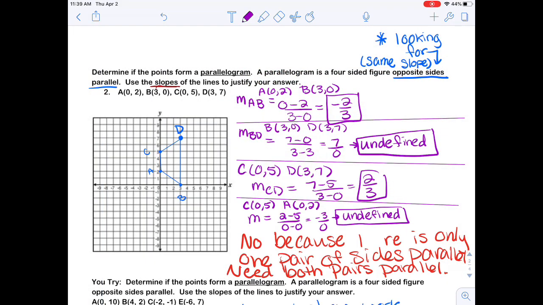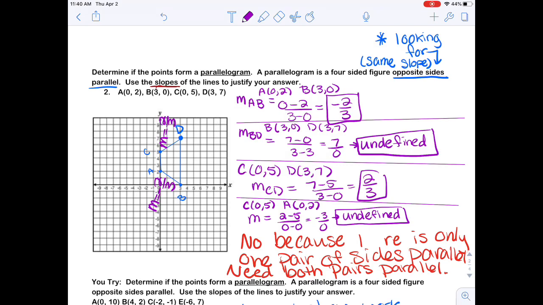All right, so if we look at the next one, it says determine if the points form a parallelogram. A parallelogram is a 4-sided figure with opposite sides parallel. Use the slopes to justify your answers. So since we're looking for opposite sides parallel, we are looking for the opposite sides to have the same slope. So I calculated the slope of all sides. AB was negative 2/3. The one across from it was positive 2/3.